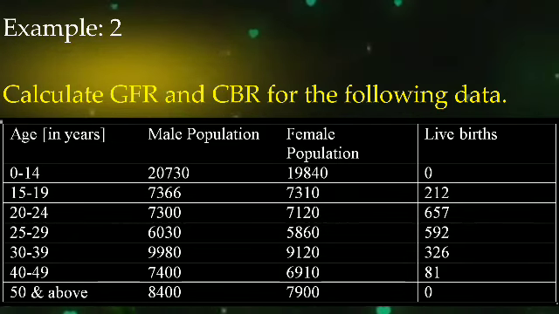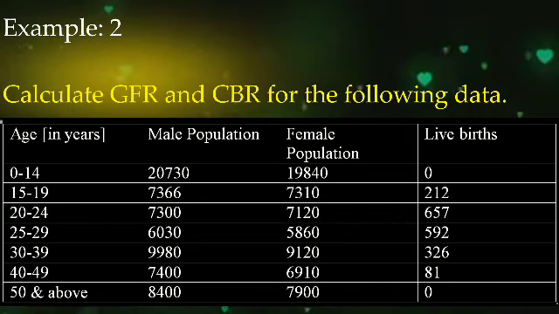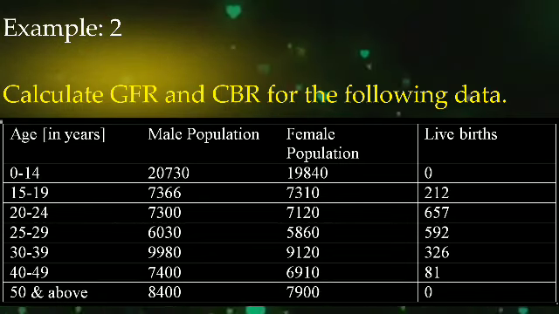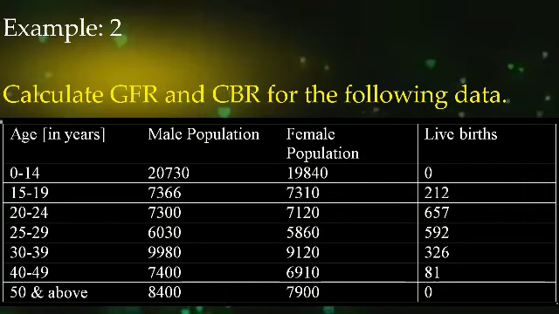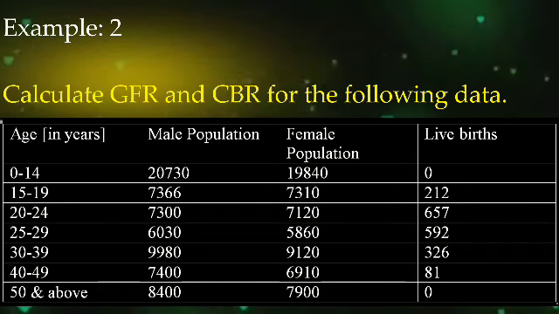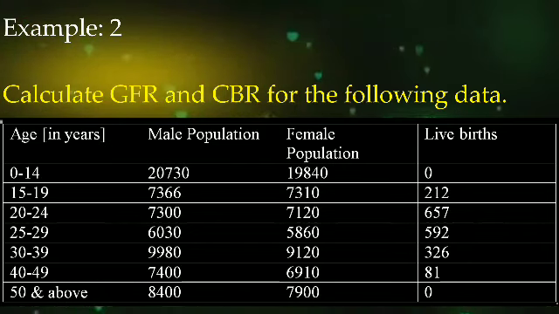Here in this question, as you can see, for the age group 0 to 14, the number of live births are considered as 0. And for the age group 50 and above, again the value is 0. This is because, as we know, the childbearing age group is 15 to 49. So before the age group 15 and after the age group 50, you will not get any births. So the value will be taken as 0 or given as 0.